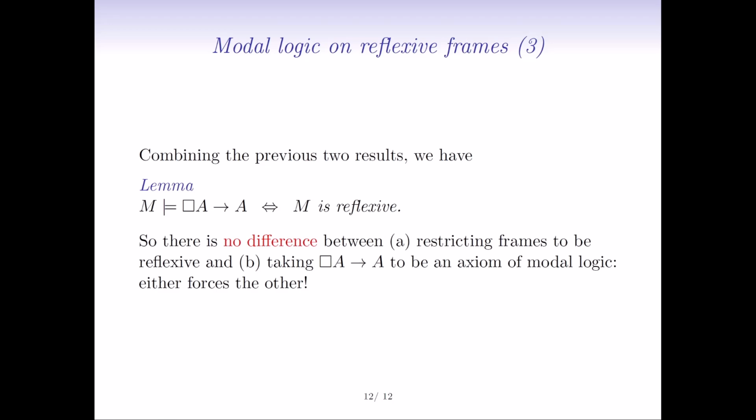And another way is I could say, I want box A implies A to be an axiom of my logic. I want this to be something which I've declared to be always true. But actually, there's no difference between doing those two things. You could even say, if you like, that the condition of being reflexive for frames is defined by the validity of this formula. Or indeed, you could say that the validity of this formula is exactly captured by the condition of reflexivity on frames. Yep, they are the same thing.